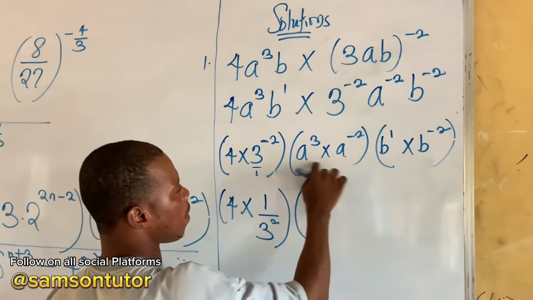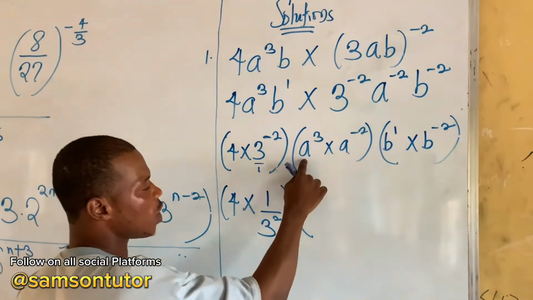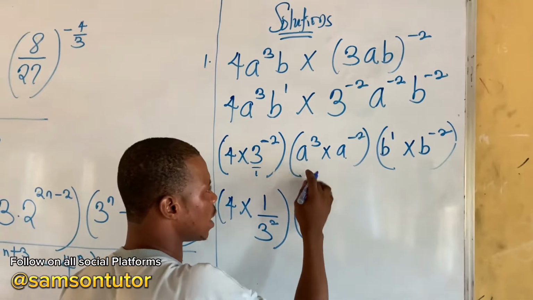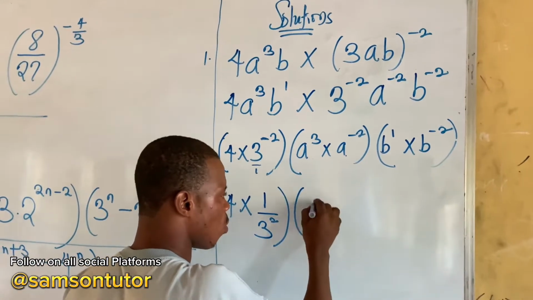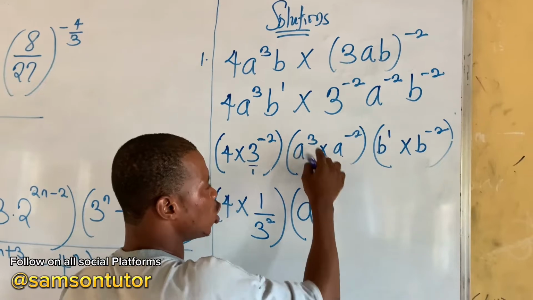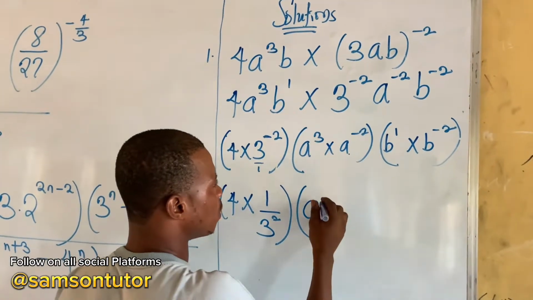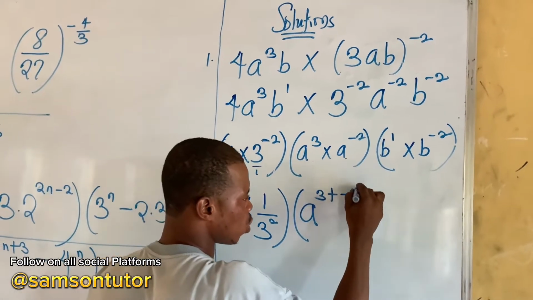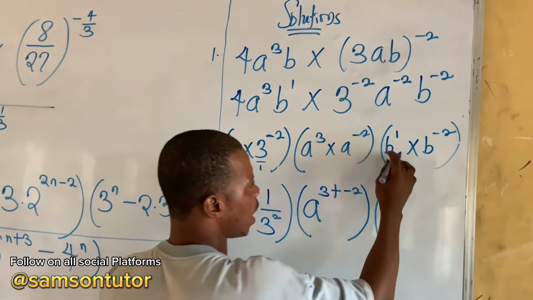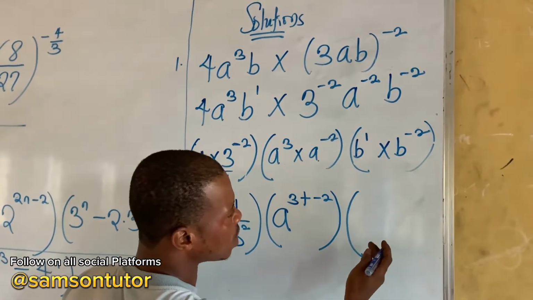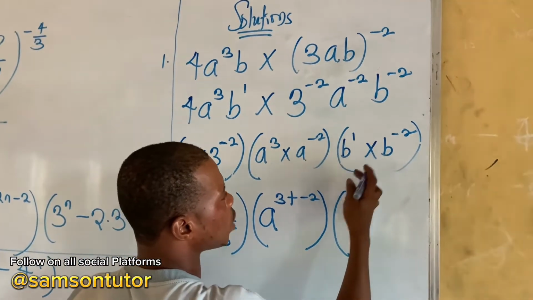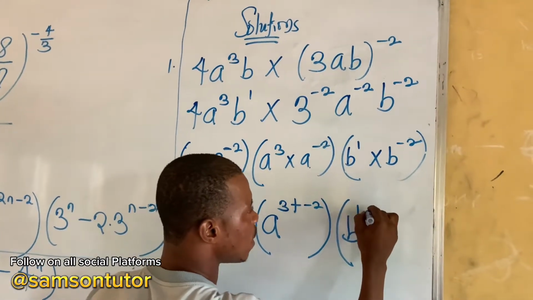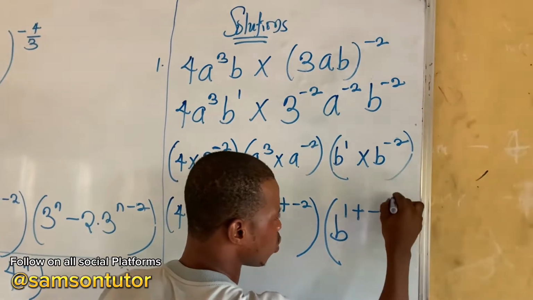In this instance, we can apply the first law of indices here, which says that whenever we have the same base multiplying each other, you take one of the bases and the power will be added. In this instance, they have the same base of a. We take one of those a. Since they are multiplying each other, we add up the powers, which says 3 plus minus 2. And the next one here, they have the same base, which says the first law of indices, that whenever you have the same base multiplying each other, you take one of the bases and add up the power, which says b raised to power 1 plus minus 2.